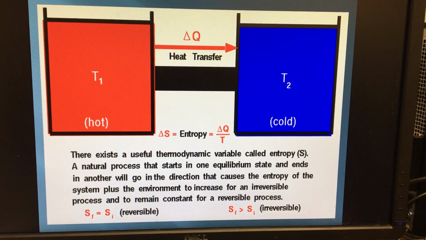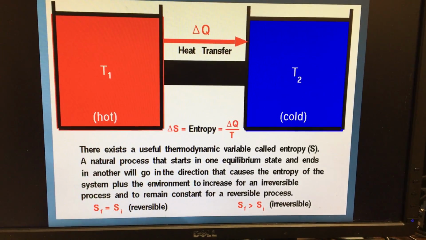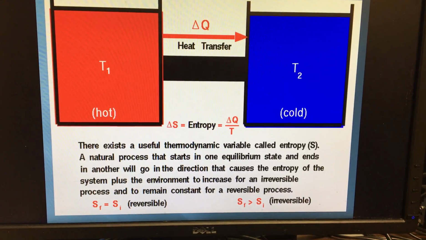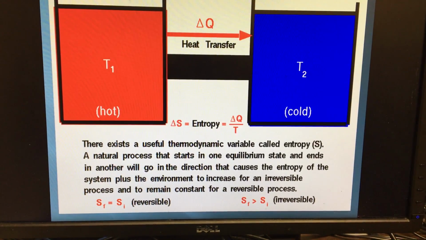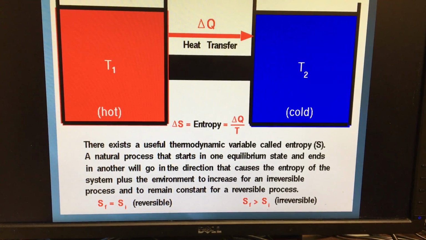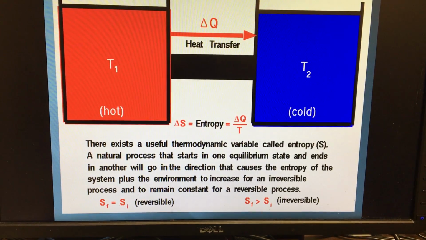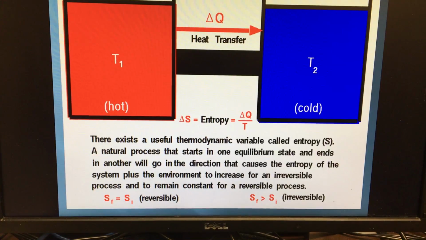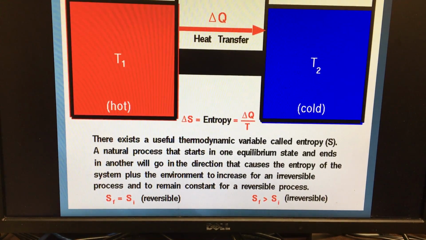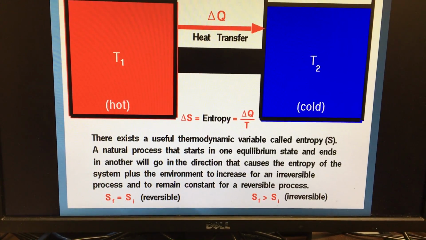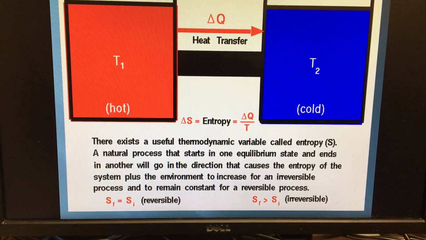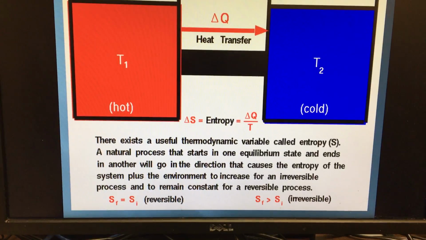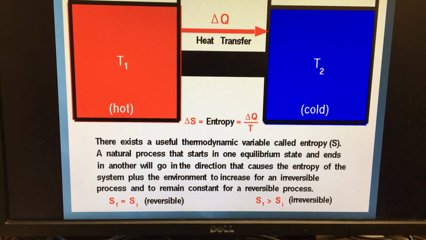There is a useful thermodynamic variable called entropy. A natural process that starts in one equilibrium state and ends in another will go in the direction that causes the entropy of the system plus the environment to increase for an irreversible process and to remain constant for a reversible process.